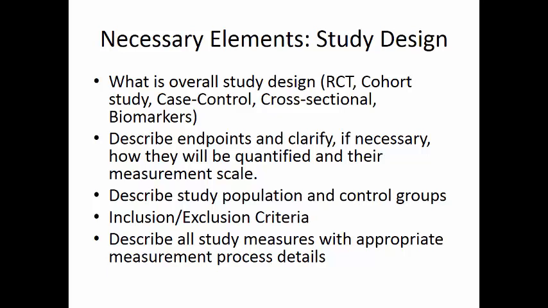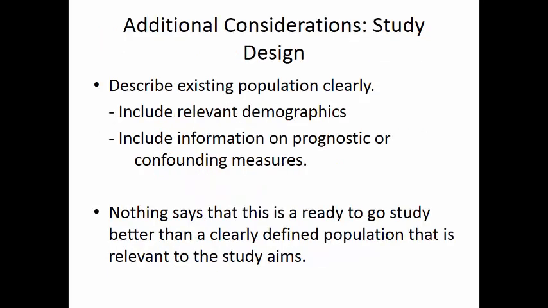And as with the endpoints, for any other study measures you're going to be using, it's important to describe the measurement process with enough detail so we have confidence that you're actually measuring what you say you're going to be measuring. From my perspective, one of the things that really gives me a lot of confidence about a grant is when I see a really careful description of the study population. Somebody really knows if the inclusion-exclusion criteria are really well stated. We know whether the demographics and the clinical characteristics of the population that you're going to be able to recruit from are actually relevant to the research question.